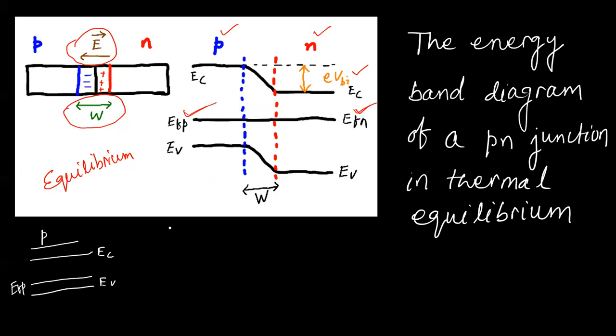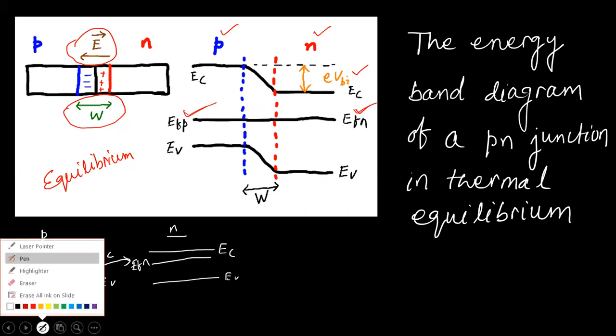Now in the n region, this also we have already discussed; you can refer to the previous videos. EC, and then you have EV. In thermal equilibrium, we did this when we calculated the built-in potential barrier. So this is your EFN. Now when you combine this, you can see EFP and EFN will be in equilibrium, meaning they have a unique value and will be constant throughout. So this is what we got here.